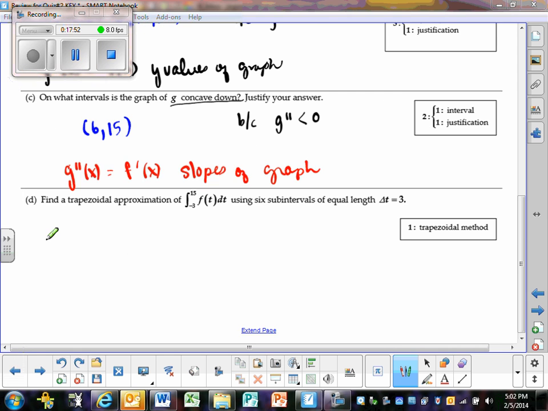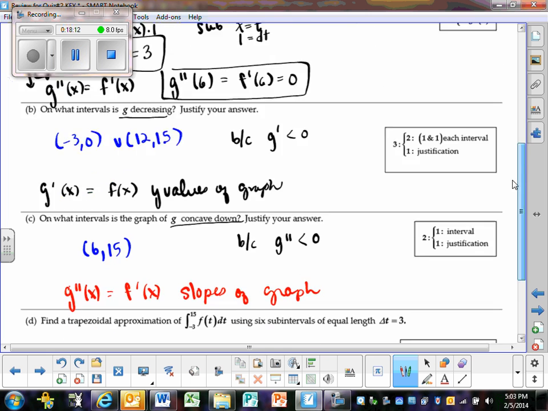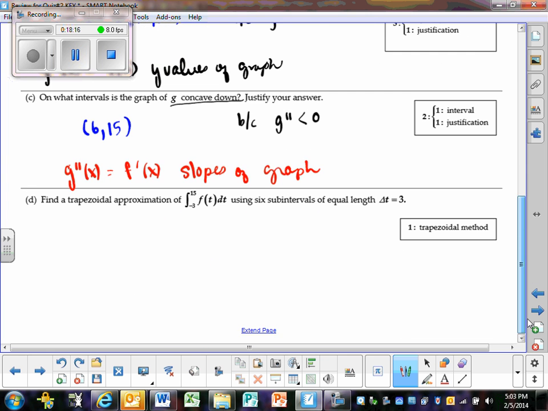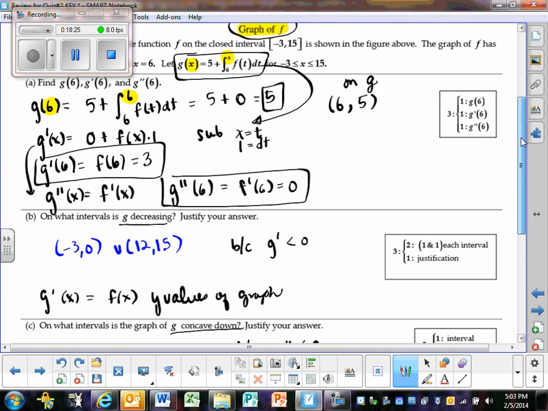The last part is completely unrelated to the g information. Separate question, basically. Find a trapezoidal approximation from -3 to 15 of the area. So we are not going back and adding the 5. This has nothing to do with the question above that's talking about g being defined as 5 plus the integral. It just says find the area from -3 to 15 using the trapezoid approximation, equal length, width of 3.